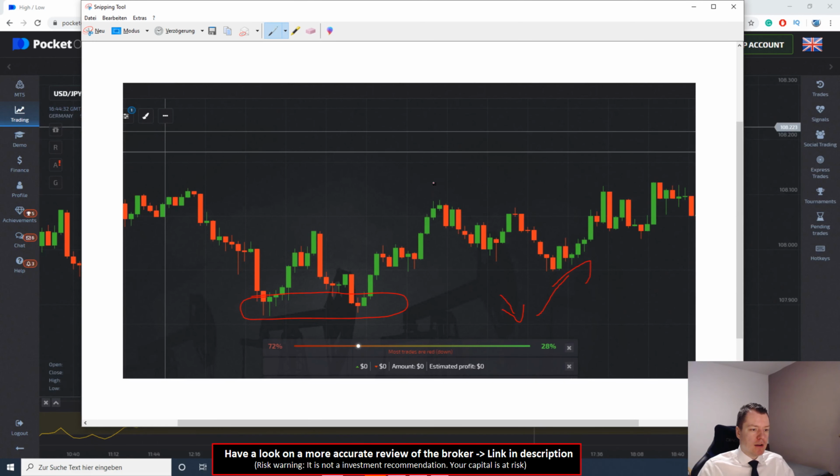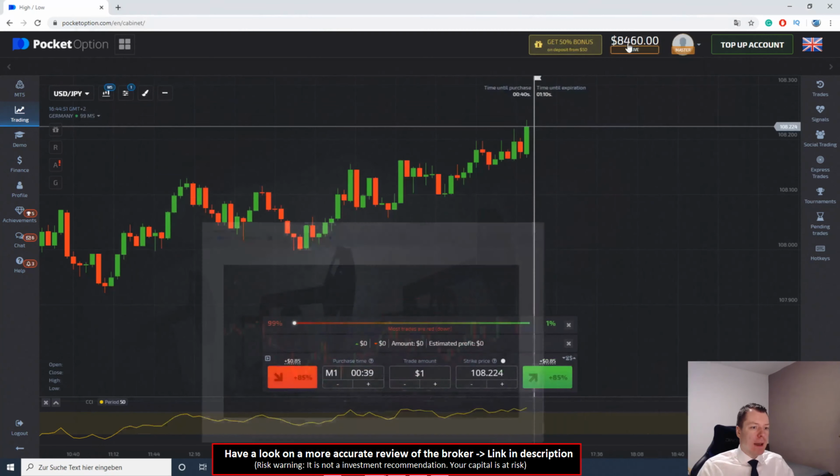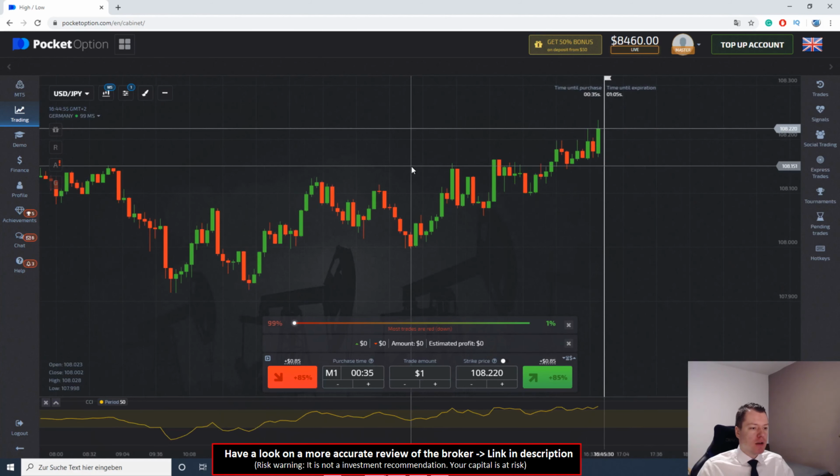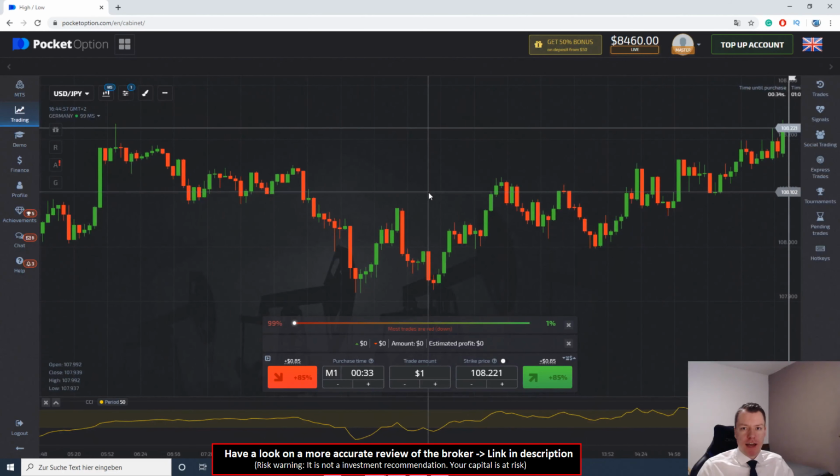And you see here another resistance, but not so clear. I would not trade this, but you also see this resistance. So it's always the same. The market comes to a price 1, 2, 3 times, and then you can enter your trade. If you spot these things, just practice this strategy and you will be fine and can make profit. You saw it in the chart.